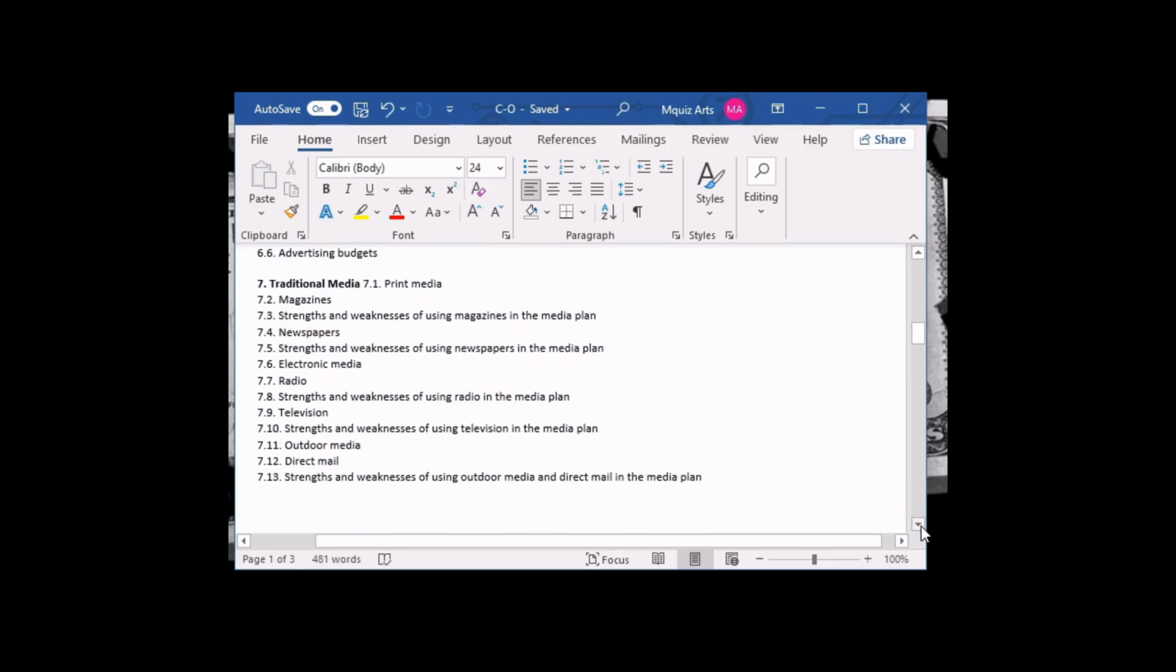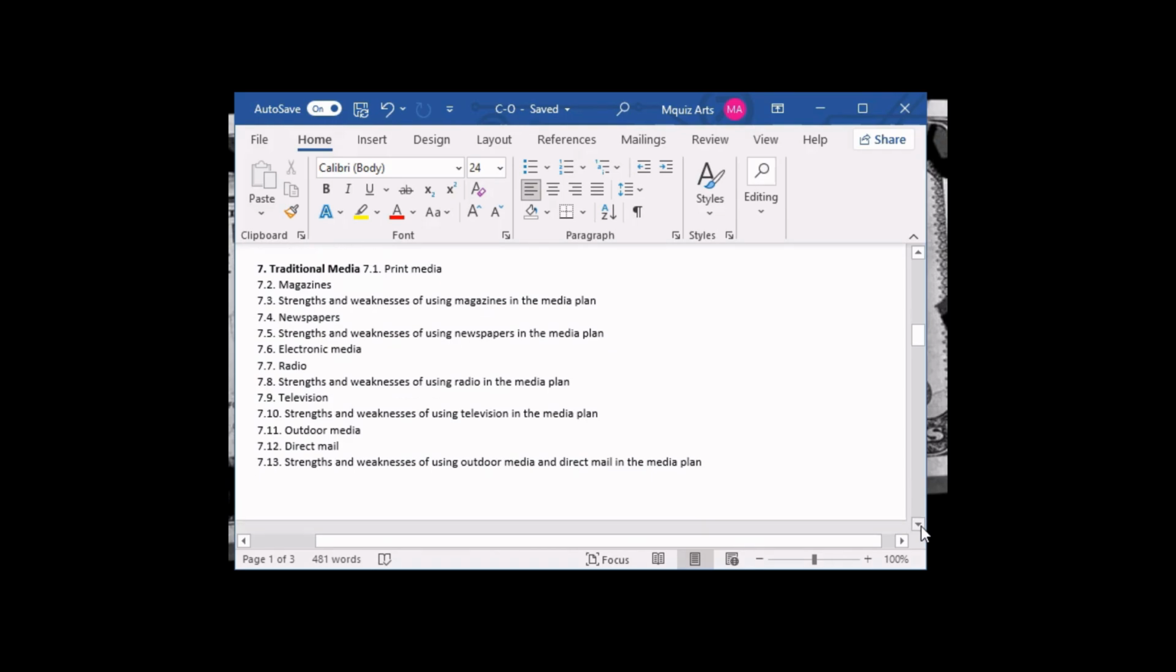The seventh one is traditional media. Here we have the old types of media, which are still in existence, and that's the reason they've been called traditional. It entails all forms of traditional media, from radio, television, direct mail, magazines, print media, to newspapers.